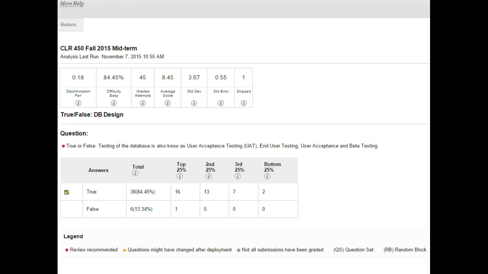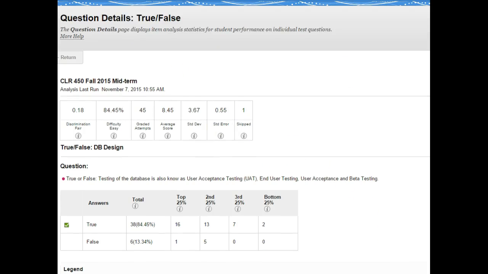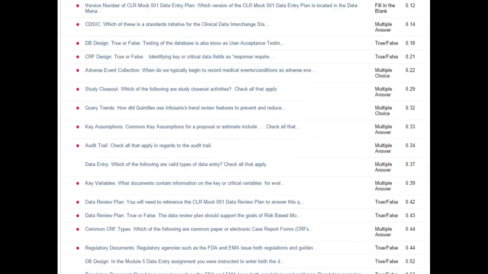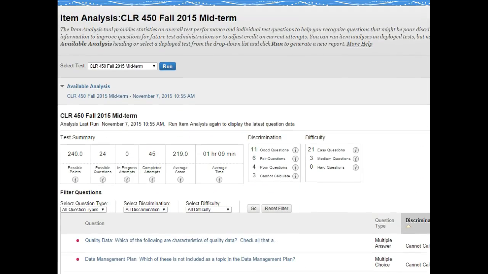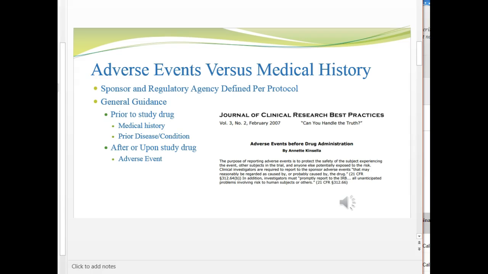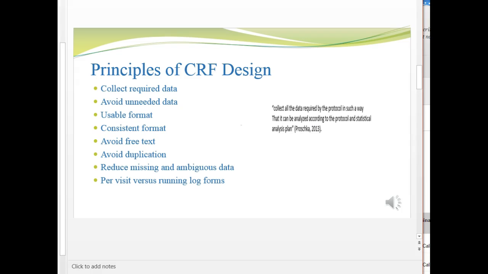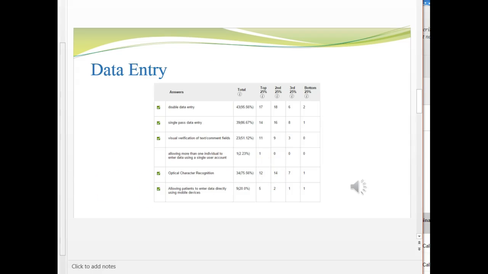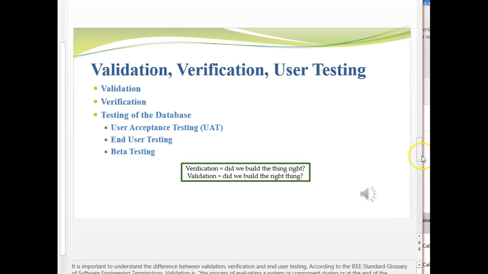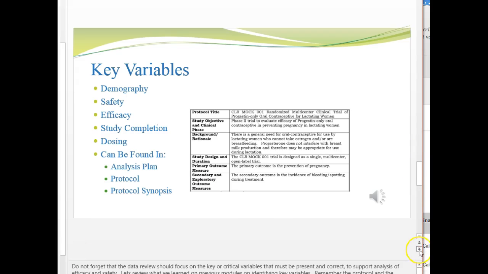There were a few other things that I wanted to go over. Not a lot of people missed these, but I thought they were interesting, so I wanted to touch on them very briefly. We talked about adverse events, and we've talked about not creating or collecting duplicate data. We talked about double data entry. Again, we talked about avoiding duplication and avoiding manual calculations. This is the end-user question. We've talked about key variables.